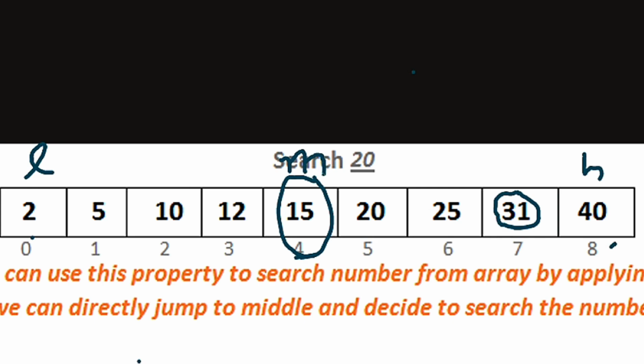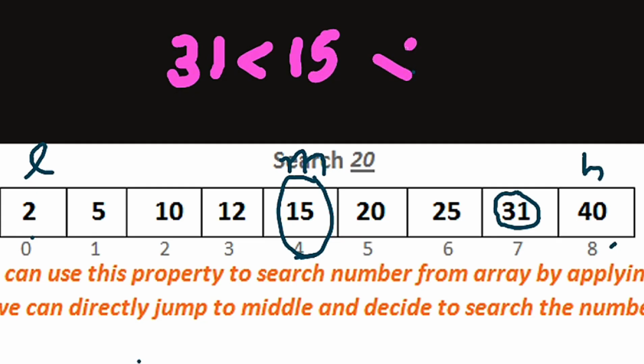Now I'll check my target element, which is 31, right? Is 31 less than the middle element? Is 31 less than 15? No, right? It's wrong. Therefore, you'll not at all see the left part of the array. You don't want to see it, because it's already sorted, right? You don't want to see this part of the array. And now you understood that it is greater than or might be equal to the middle element.